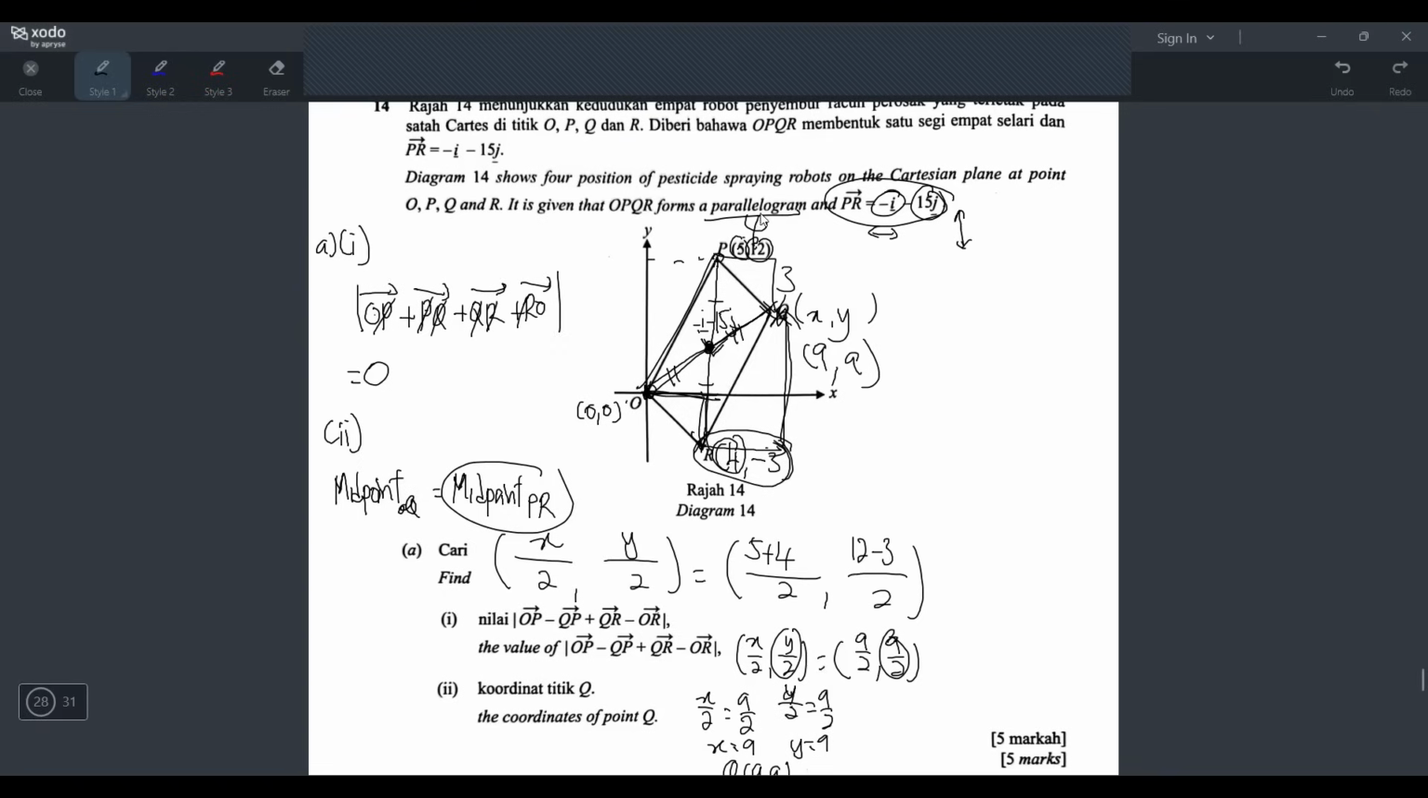It means I have to take 5 plus 4, 12 minus 3. 5 plus 4, you will get 9. 12 minus 3, you will also get 9. You can see it also ends up with the same answer.